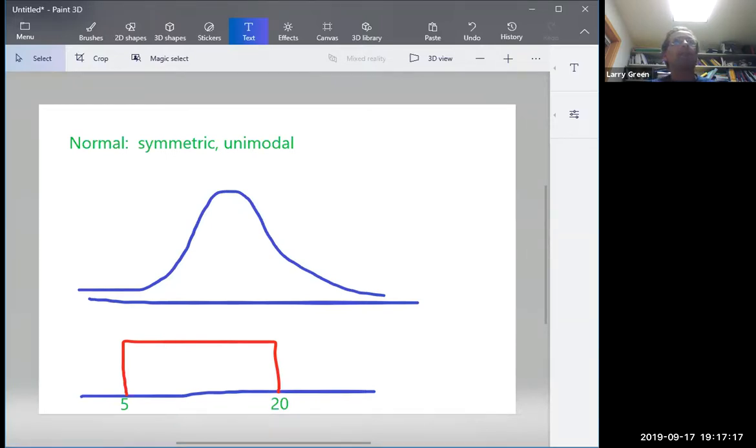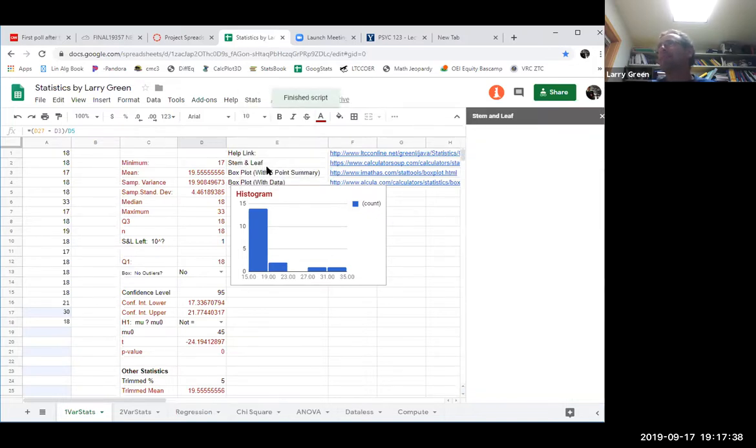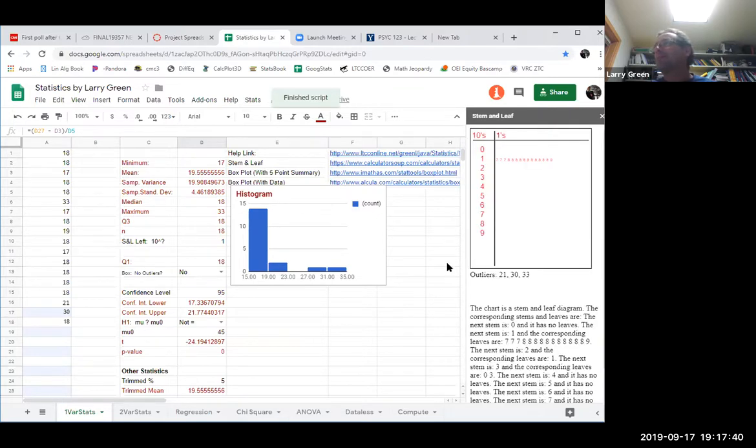And while you're thinking, I'm going to go back to the spreadsheet, and I want to show you one more thing. Okay, there's a histogram. You can also do what's called a stem and leaf diagram. And I hope it lets me do it. Sometimes it gets mad. Let me go to stats. I'm going to go to stem and leaf. And there's the stem and leaf diagram. This one's not that interesting. There are 3 outliers, and it just shows the outliers, kicks them out, and does the rest.